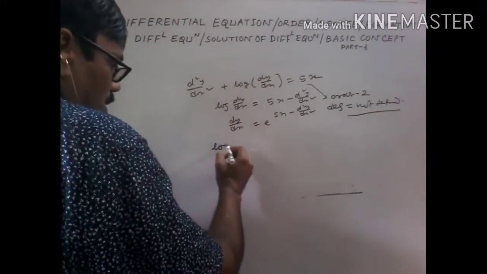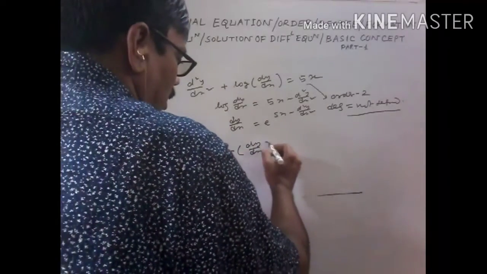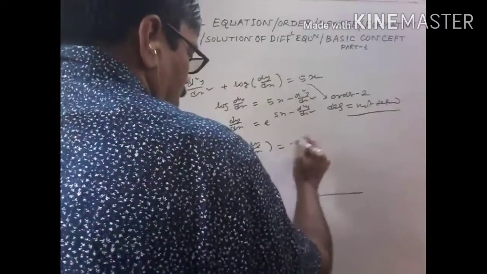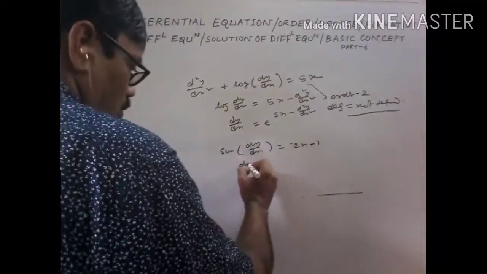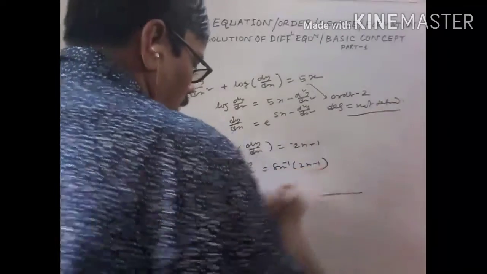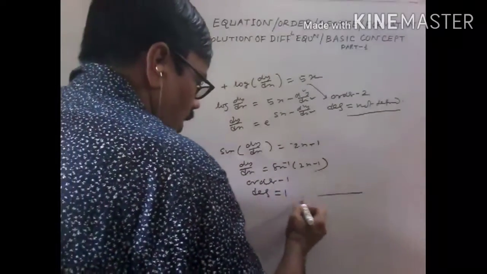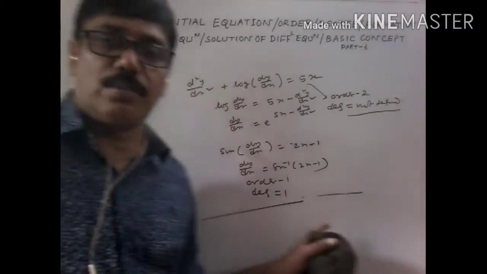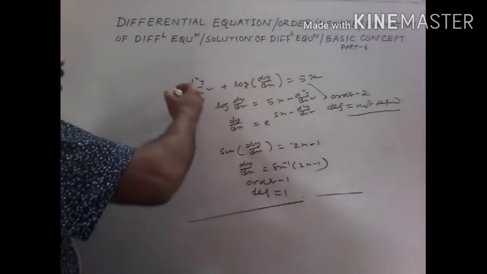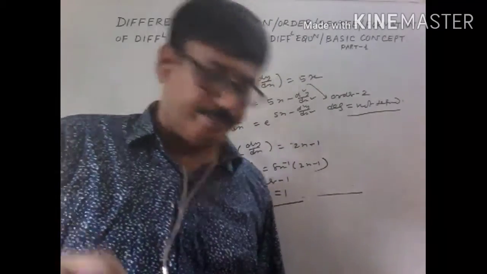But if you take only one sine or log, suppose the left-hand side is sin(dy/dx) and this is 2x minus 1. Look, here dy/dx equals sine inverse of (2x minus 1). Here order is 1, degree also 1. dy/dx can be expressed in terms of a polynomial function. So these are to be noted. These are the three exceptions.